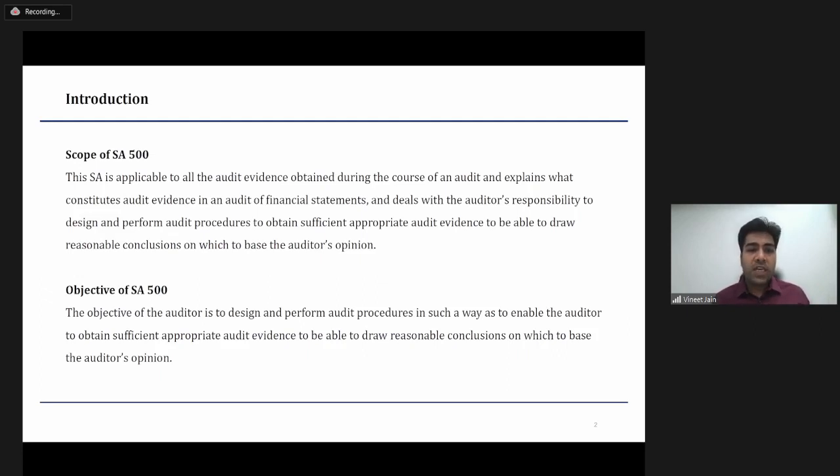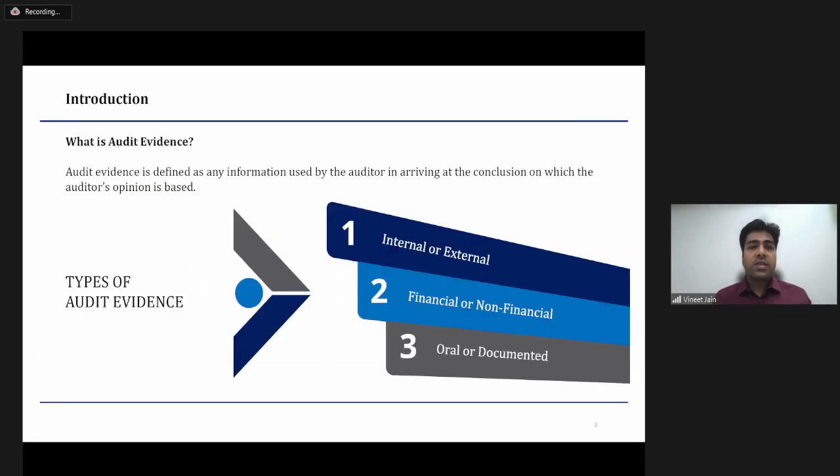So scope and objective we have just discussed, but before we move forward and get into the details of what exactly is in this standard, I would like to discuss what exactly audit evidence is. I want to go back to the basics and discuss the theoretical aspect of it. Theoretically, audit evidence is defined as any information used by the auditor in arriving at the conclusion on which the auditor's opinion is based. So any information that we come across during the course of our audit in arriving at the conclusions and forming the audit opinion, all of that is audit evidence.